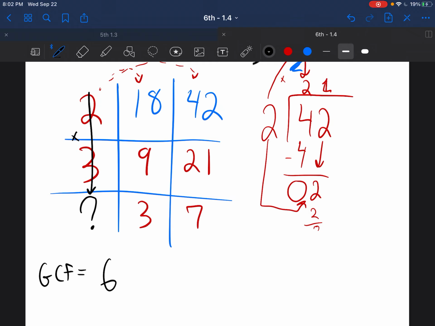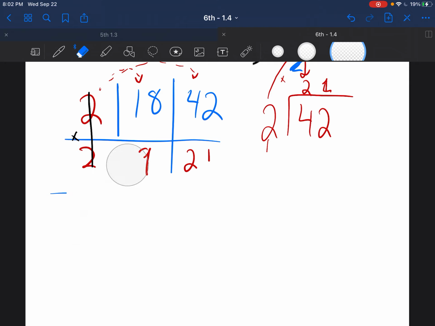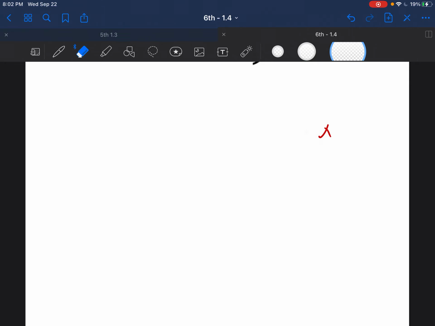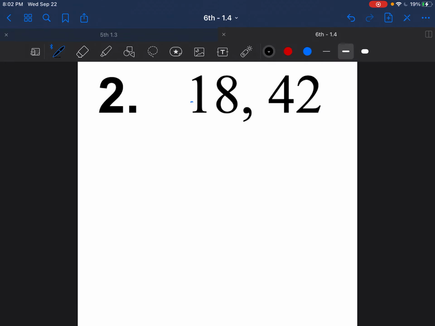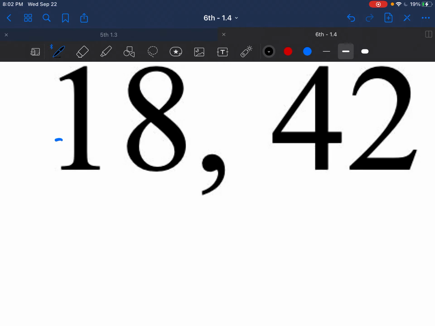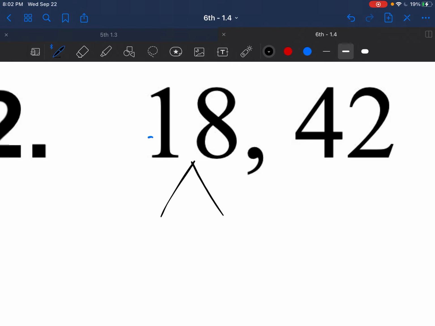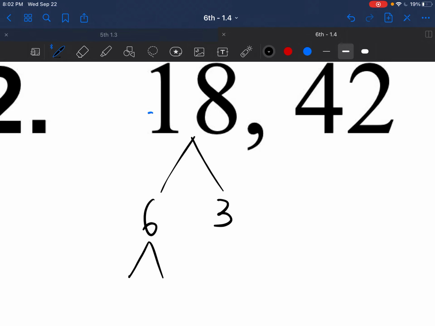Let's see if we can find another answer using the prime factorization method. So I'm going to erase all this. Here we go. Now let's do our factor trees, right? So rewrite this problem so we can do our factor trees. What two numbers give me 18? Well, let's try something different this time. We'll do 6 and 3. And then we're going to break down 6 into 2 and 3, right?